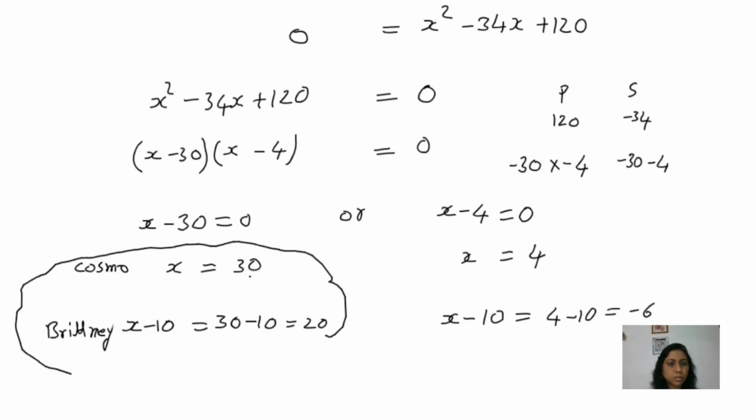Cosmo takes 30 days, we can write here days, and Brittney takes 20 days. This is our answer.